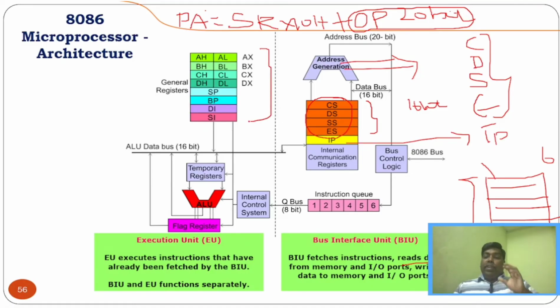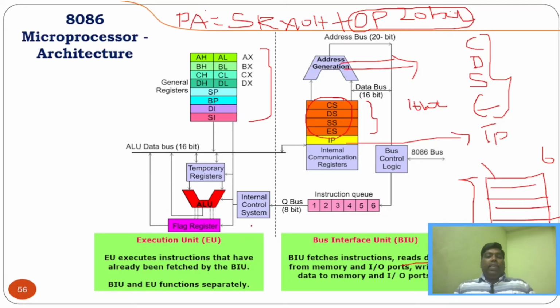In the bus interface unit, you have to explain the instruction queue, the segment registers, and the address generation. When it comes to the execution unit, the very important thing is the control system, which provides the control signals for all the operations. The instruction will be decoded by this control system, and while decoding, it will supply the control signals for executing that particular instruction.